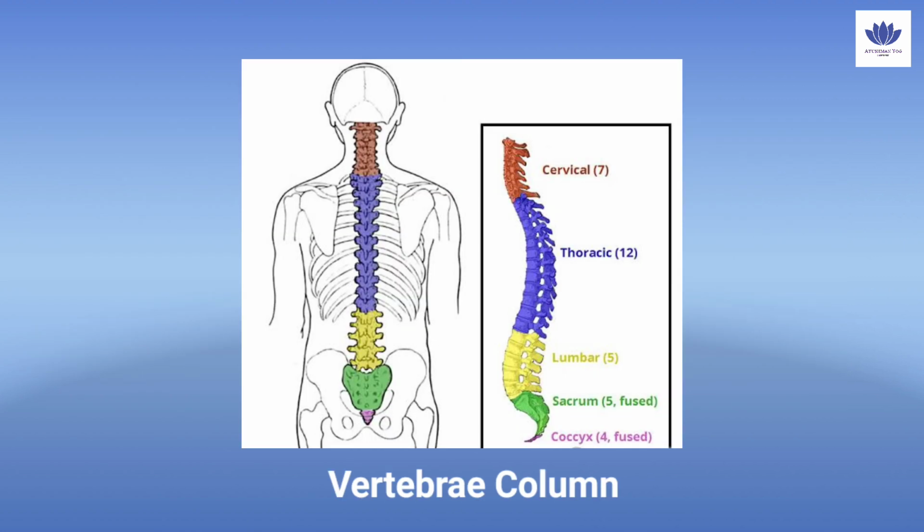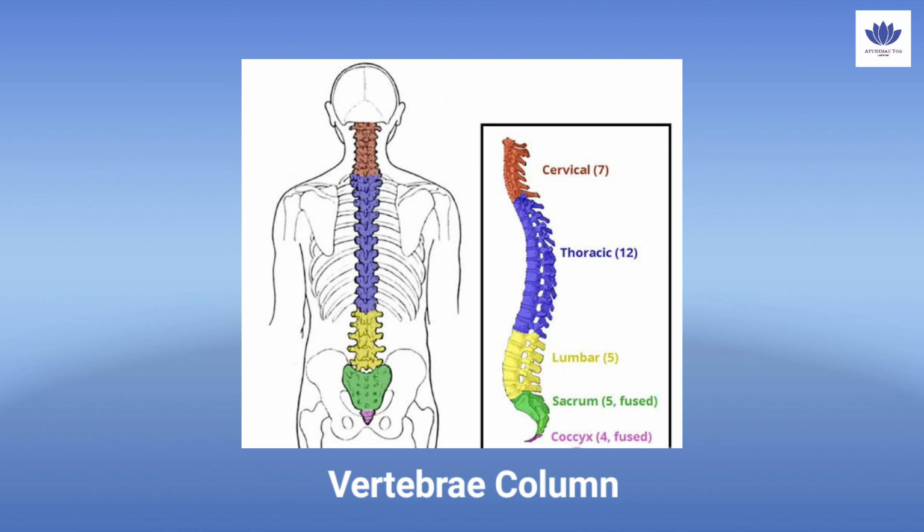Then the vertebral column. There are 26 irregular bones in the vertebral column. The spine can be divided into 5 sections. Cervical vertebra, which is C1 to C7. Thoracic vertebra, T1 to T12. Lumbar vertebra, L1 to L5. And then sacrum, which is a structure of 5 vertebrae fused together. Then coccyx, which is a structure of 4 bones fused together.